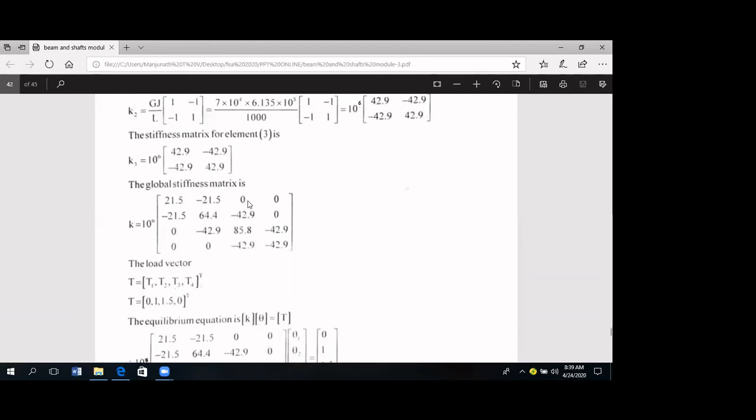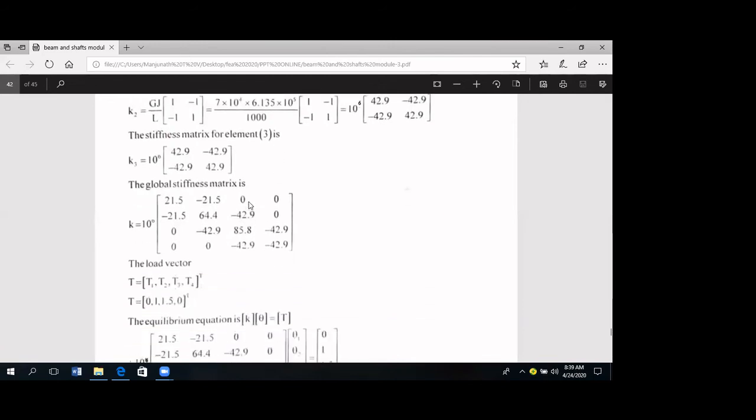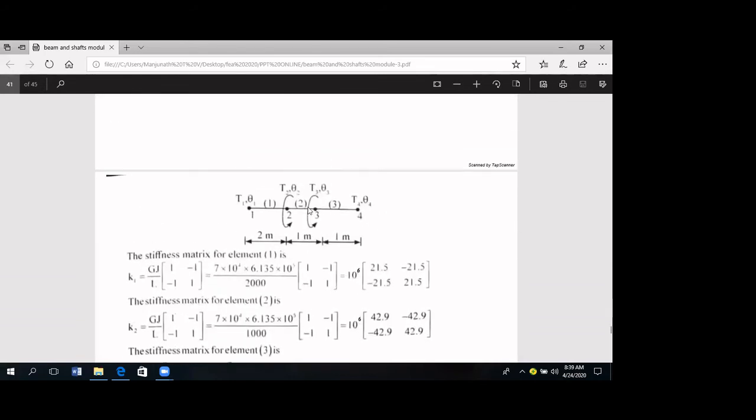Wherever the locations do not have common points, there we are going to put 0, 0. Okay, this is how we are going to get the global stiffness matrix. Then write the load vectors for this particular problem.